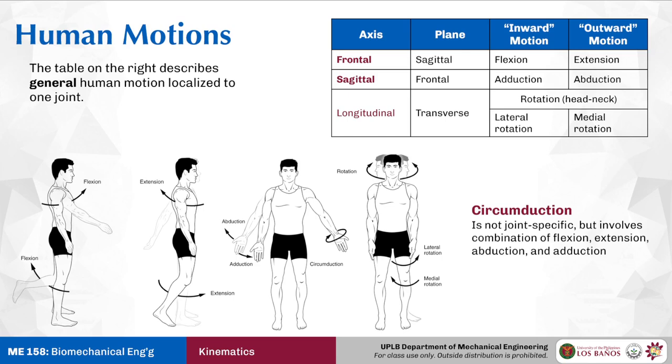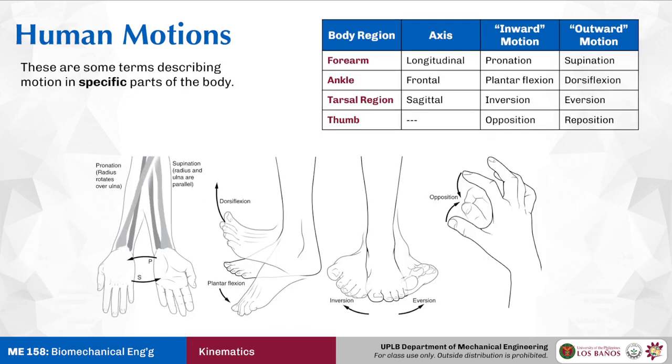So in a circumduction, there are multiple things happening. There can be flexion of a muscle, an extension, or there can also be an abduction or an adduction of specific muscles. So circumduction is a more complex kind of mechanical rotation. Now, these are not the only terms for human motion. There are others, specifically for regions of our body.